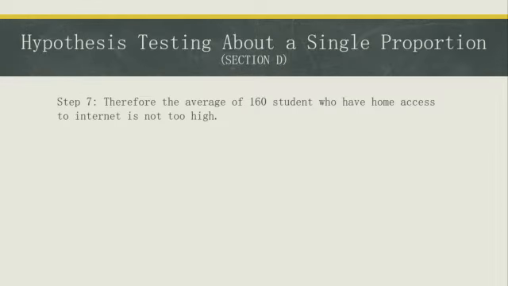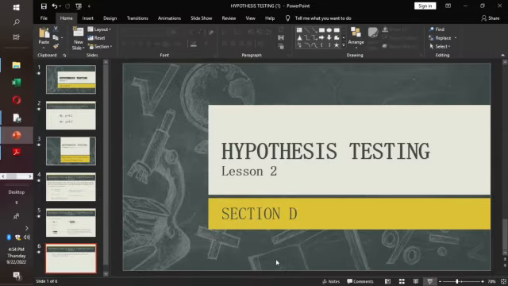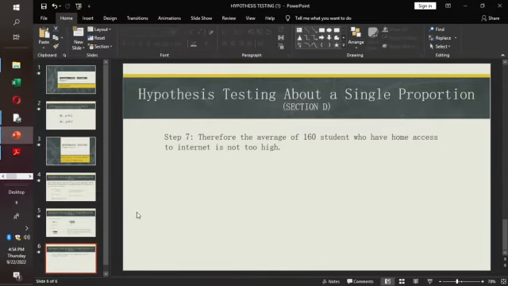And the last step, number 7, therefore, the proportion of 160 students who have home access to internet is not too high. So that's all po for lesson 2 activity.